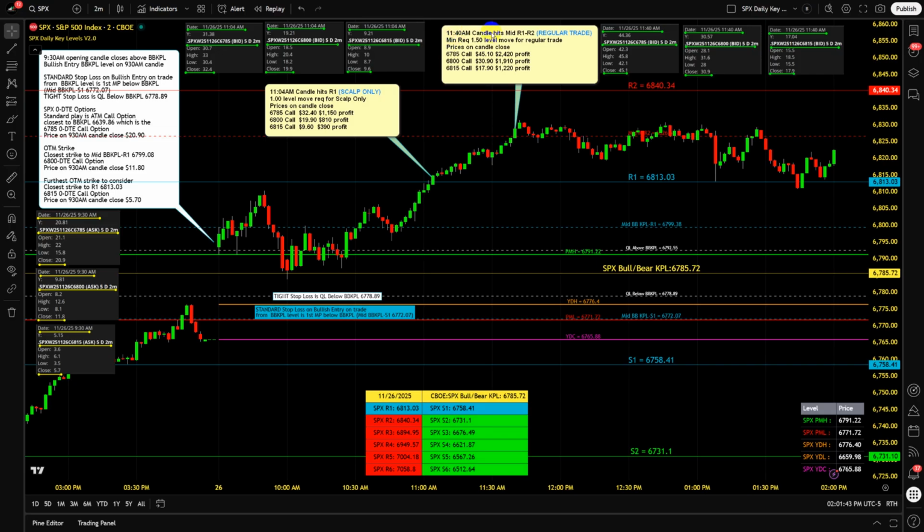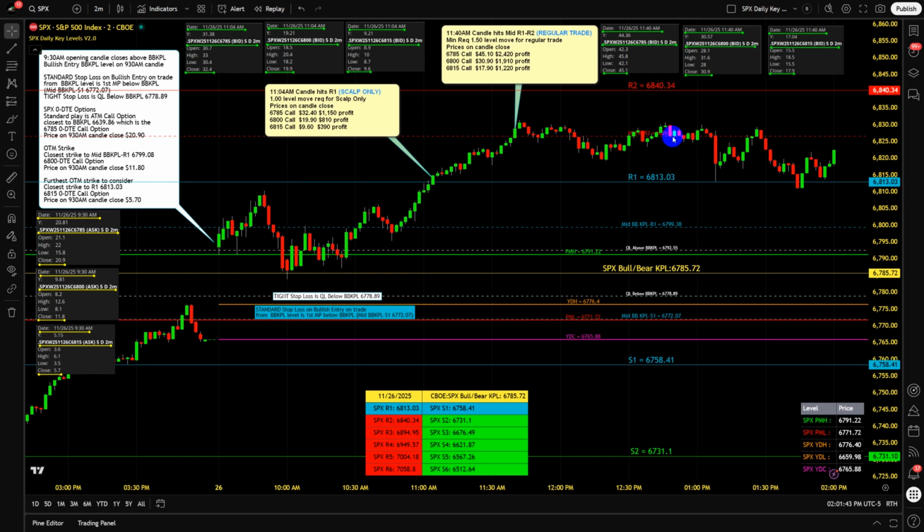On the 11:40 a.m. candle, it hits the mid R1, R2 level. That is a 1.5 level move in our favor. And how you figure this out is 1 level move in your favor. So you take the level we're taking the trade from, the bull bear KPL in this case. You look 1 level above. Since it's a bullish trade, we're looking above. 1 level above is R1, so that is the 1 level move in our favor on that. And then we have the midpoint level above that. That is now the 1.5 level move in our favor.